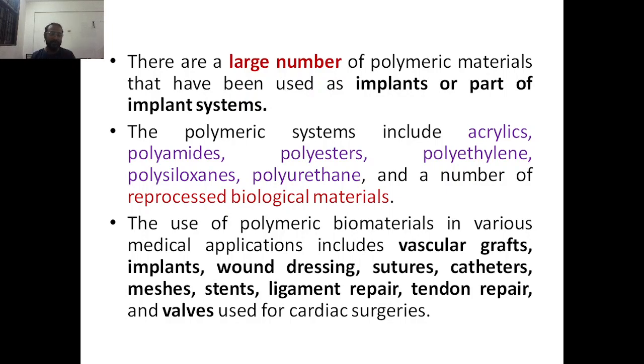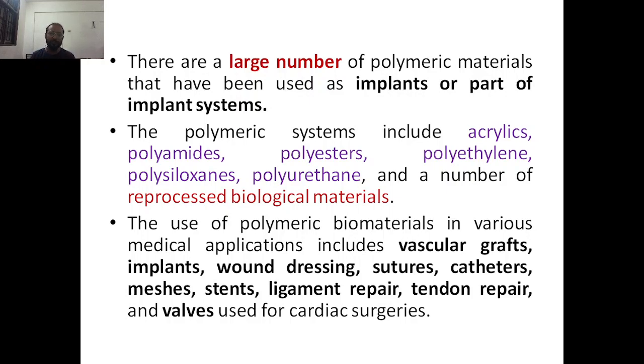As I told you in the example of the bone fracture, I use the metal for a bone plate. Along with that, for tissues I use a polymer as a support, or to cover this particular metal which affects the surrounding tissues. So either I can use the polymer alone, or along with other systems, metals or other materials. Now the polymeric systems include acrylics, polyamides, polyesters, polyethylene, polysiloxanes and polyurethane. These are the different polymers which have been widely used inside the human body for many applications.